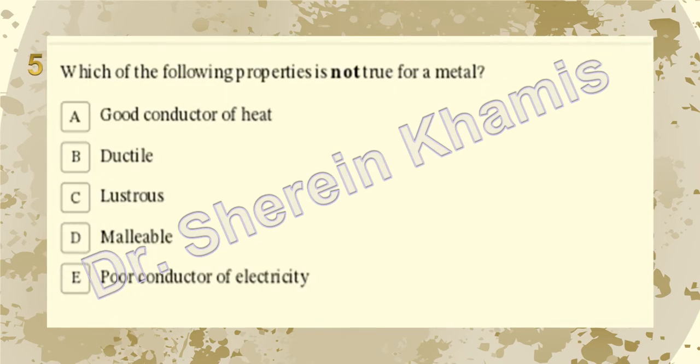Question number 5 says: which of the following properties is not true for a metal? One of these properties does not belong to metals. We have good conductor of heat, ductile, lustrous, malleable, and the last one, poor conductor of electricity. So the last one is the property that does not belong to a metal. It belongs to non-metals. Okay, let's go to question number 6.